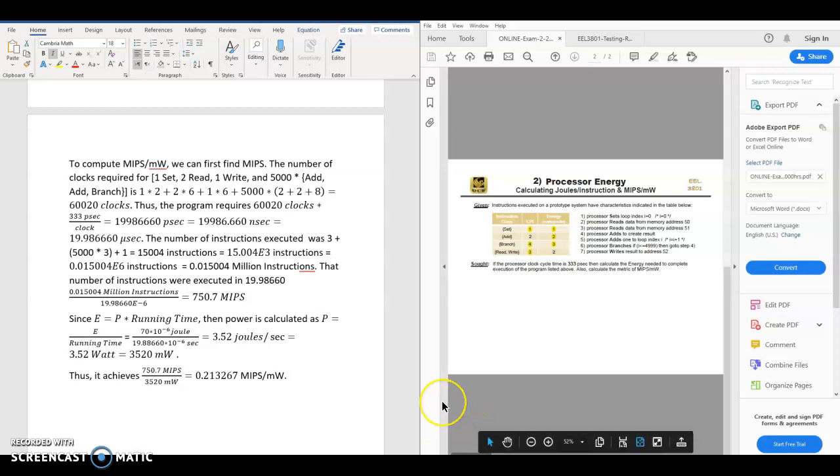And then to find the MIPS per milliwatt, finally, it's 750.7 MIPS divided by 3,520 milliwatts, which gets us 0.213267 MIPS per milliwatt.